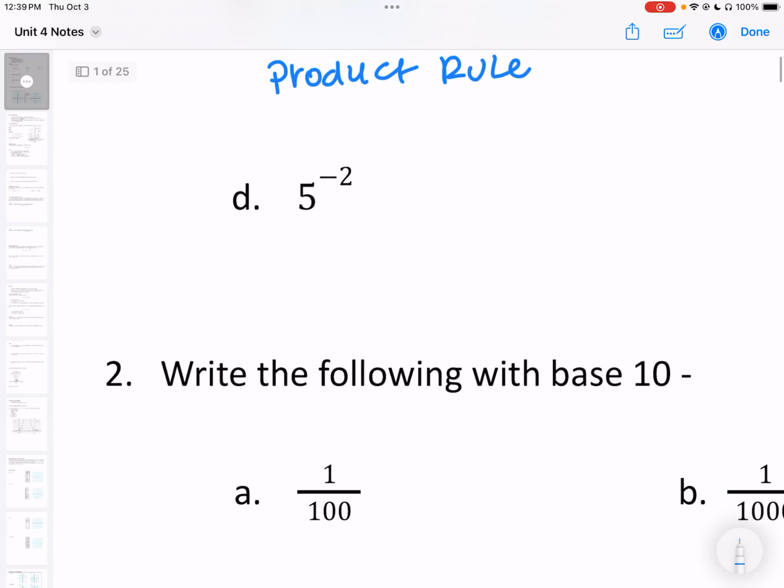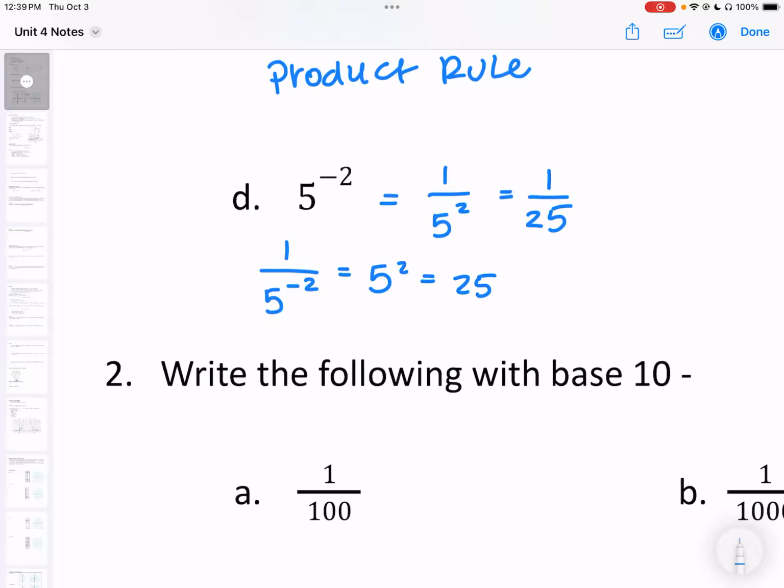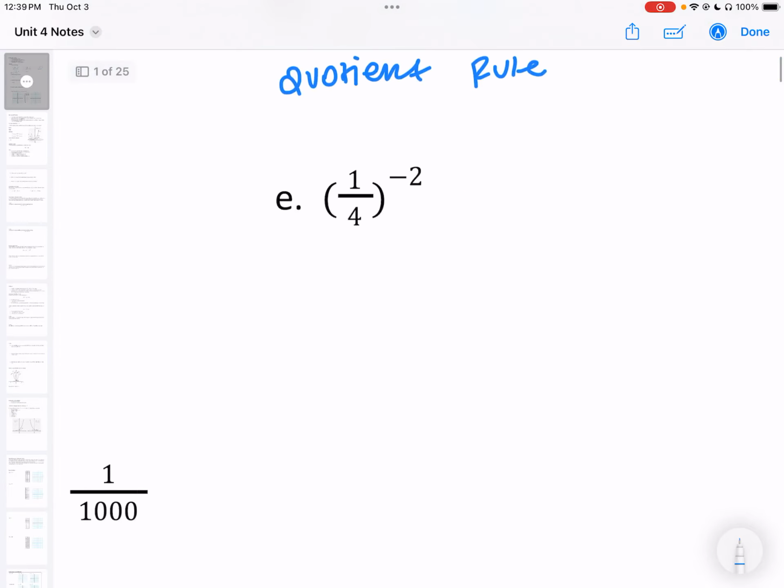In D, we have the negative exponent rule. We can rewrite this as 1 over 5 squared, or 1 over 25, okay? We generally want to not have a negative exponent. If, for example, I had this, I could write it as 5 squared or 25. So I'll just say another example, okay? Similar to earlier, I could rewrite this as 4 over 1 squared or 16. That again is the negative exponent rule.